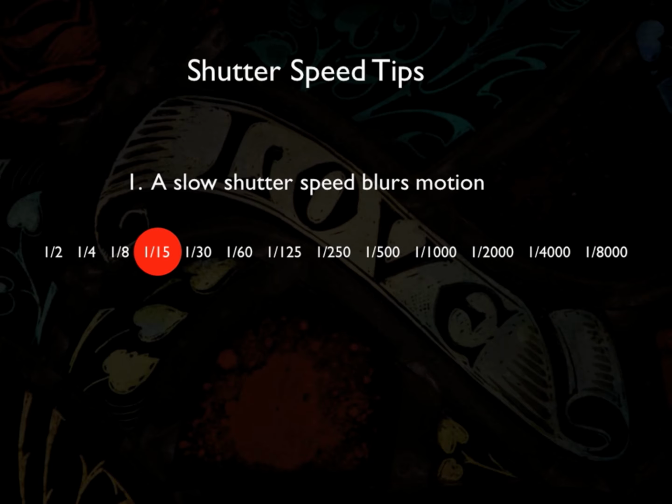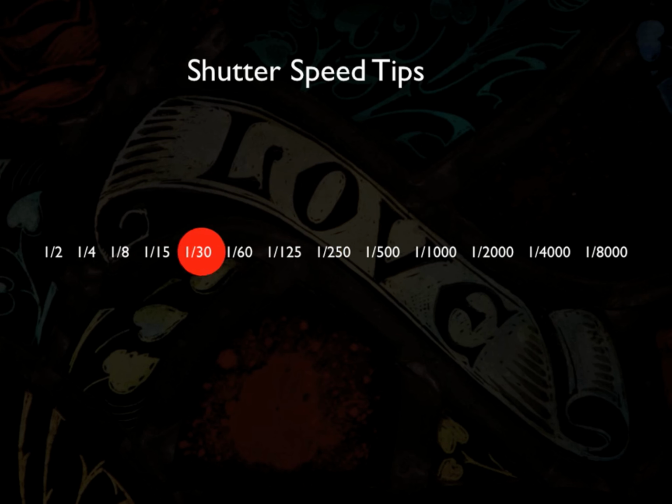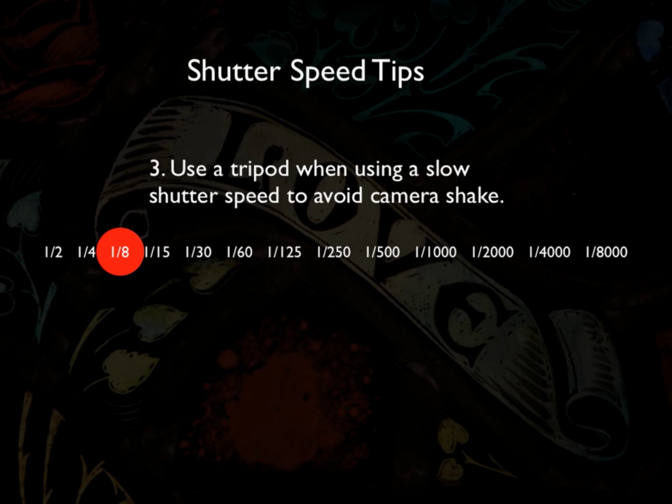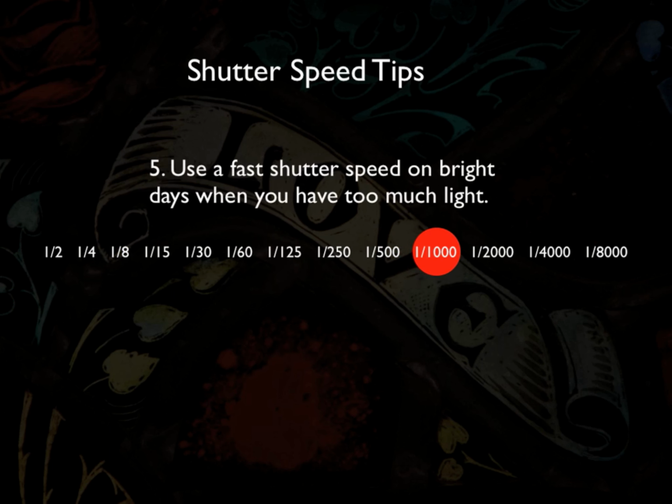Shutter speed tips. Number 1. A slow shutter speed blurs motion. Number 2. A fast shutter speed freezes motion. Number 3. Use a tripod when using a slow shutter speed to avoid camera shake. Number 4. Use a slow shutter speed when you need more light. 5. Use a fast shutter speed on bright days when you have too much light.